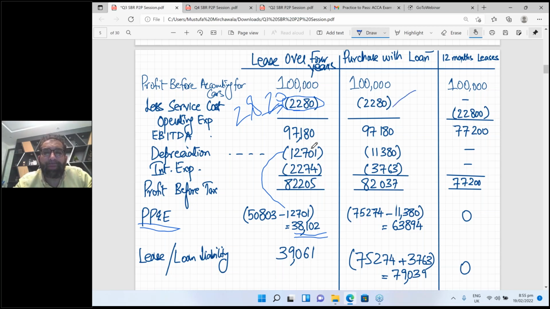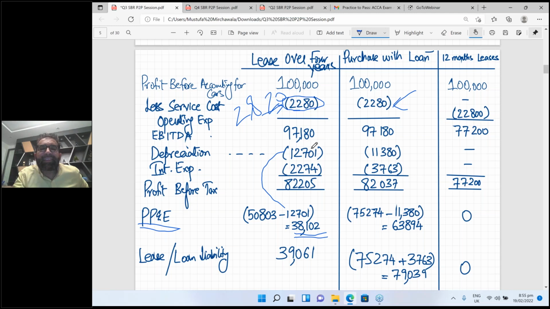Again, this number was written wrong by me. This is 2820. First of all, you have to deduct the service charge because it's a pure operating expense. Once you deduct this operating expense, then you will get the EBITDA. See, this 97180 is EBITDA, earnings before interest, tax and depreciation.